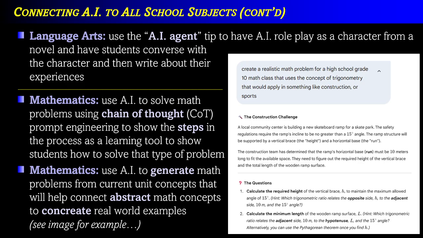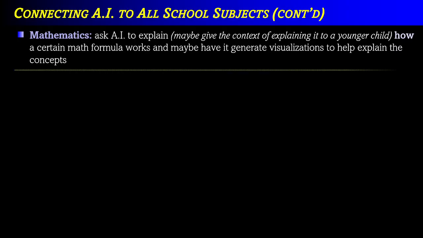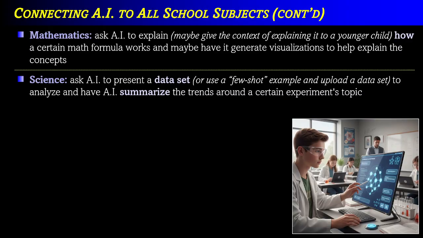So that mathematics, which is a fairly abstract subject by nature, can show students the connection to how that could relate to a real world pragmatic example. You could ask AI to explain, maybe giving the context of explaining it to a younger child, how a certain formula works, and then maybe have it generate visualizations to help to explain that concept in more detail, something like the Pythagorean theorem. Now let's turn to science.